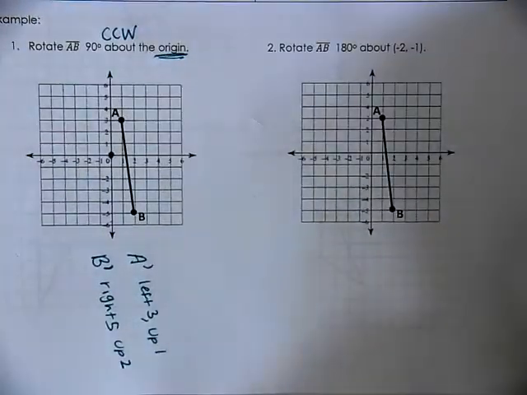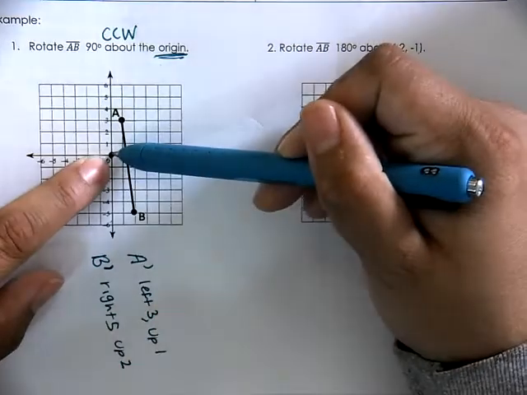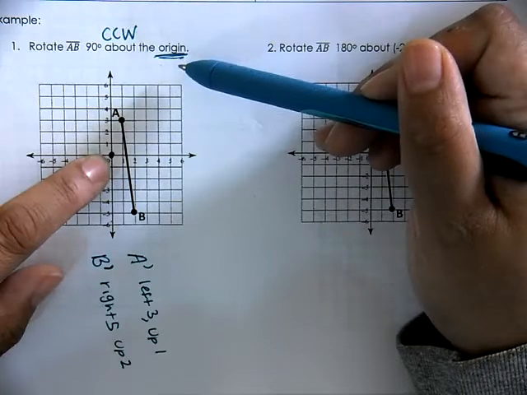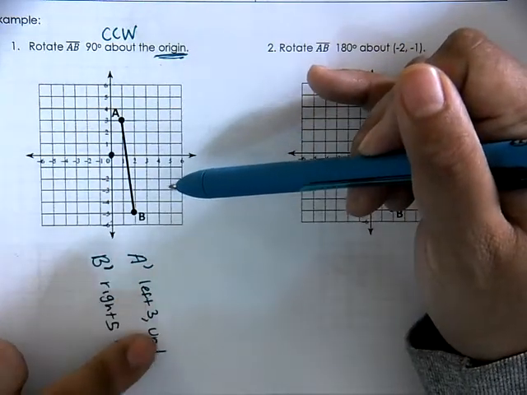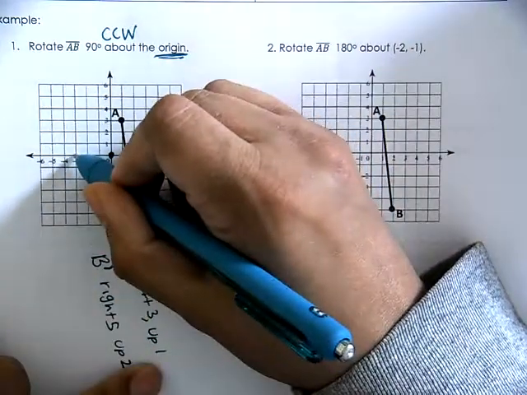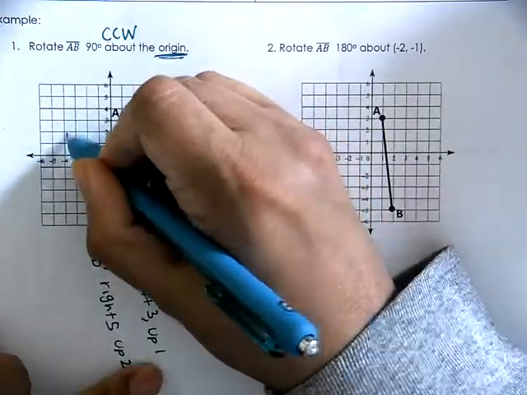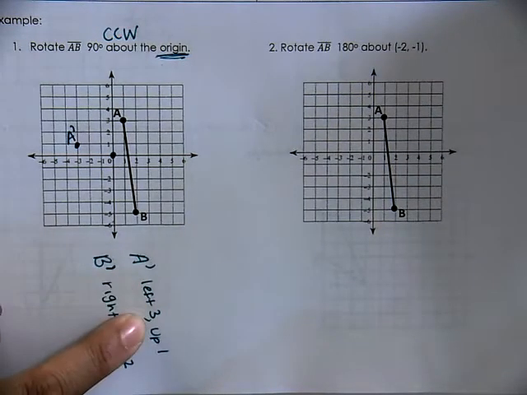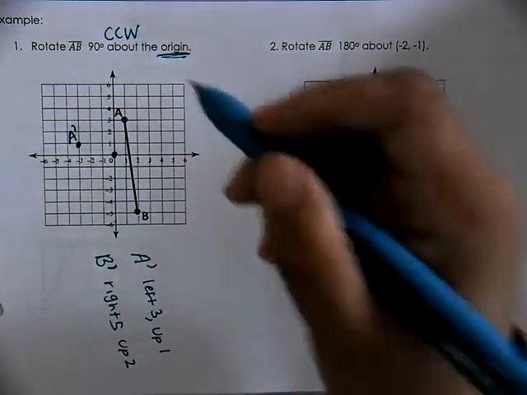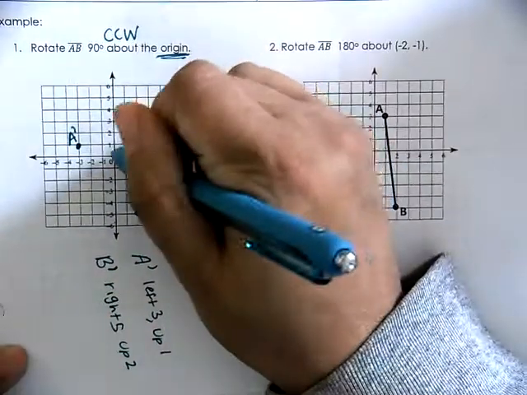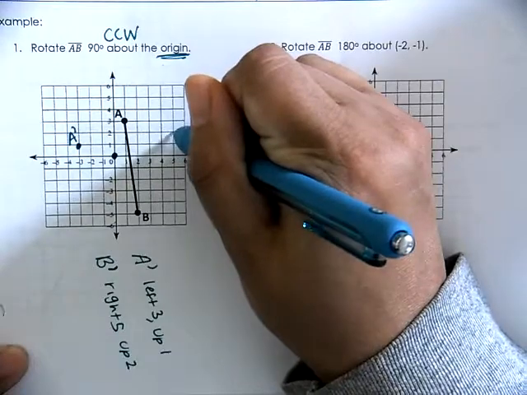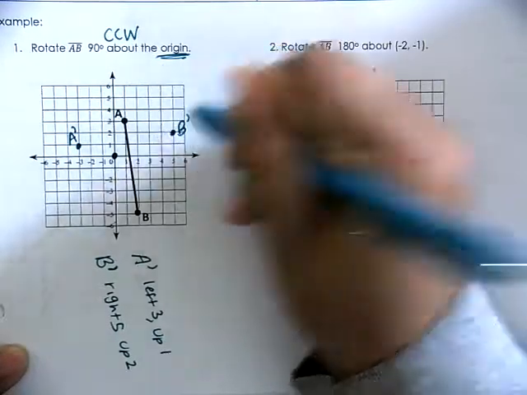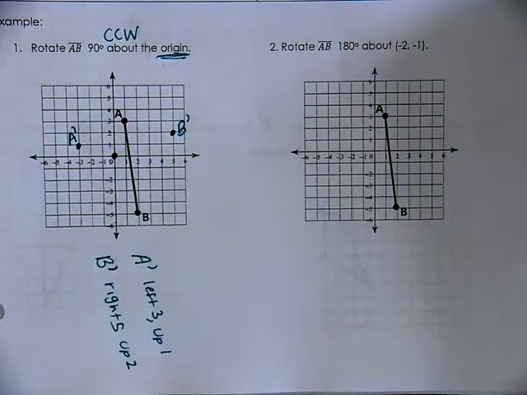Okay, and now we need to plot our actual points so we can see where this rotation actually goes. So from this same point, which was the origin, you're going to go left 3, up 1. So count left 3, up 1, and plot your new point as A prime, because that's what we told ourselves we were going to do. Okay, do the same thing with B prime. You're going to go right 5 and up 2 to plot B prime, and that would be its coordinate.